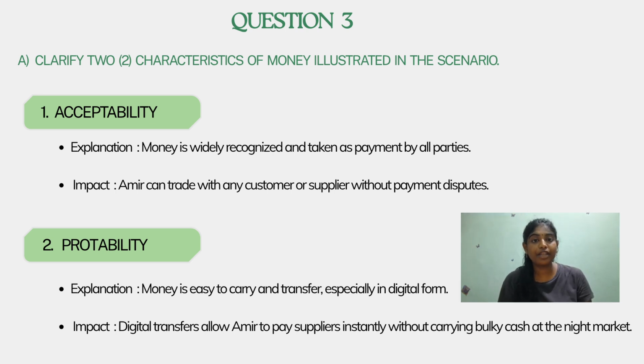So the second point is portability. This is highlighted by Amir's transition to digital payment from cash payment. Money, especially in electronic form, which is e-wallet and bank transfer, is easy to carry and transfer. Amir doesn't need to transport physical goods to pay his supplier. He can simply transfer funds digitally using e-wallet and bank transfer, facilitating easier and faster business operations.